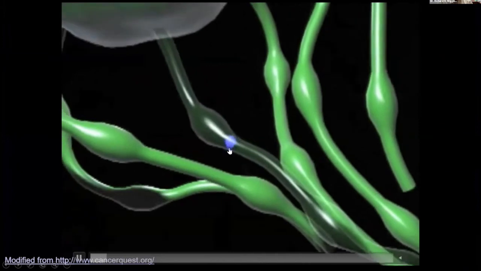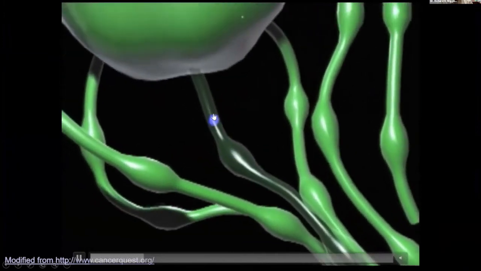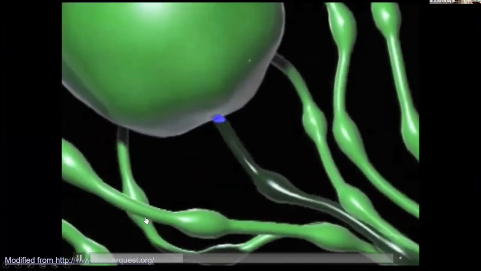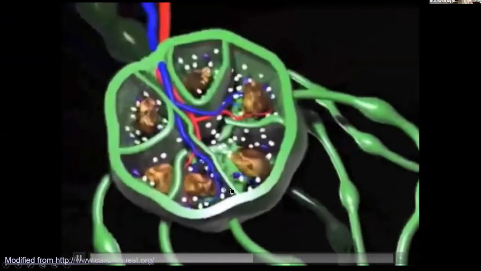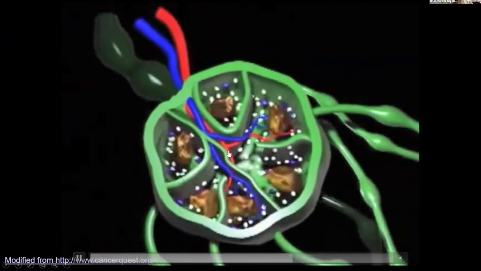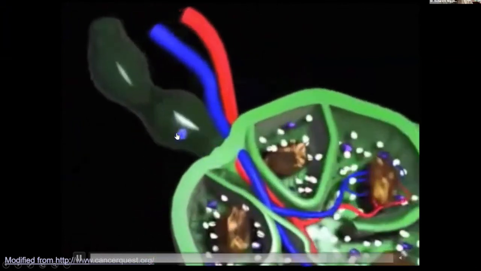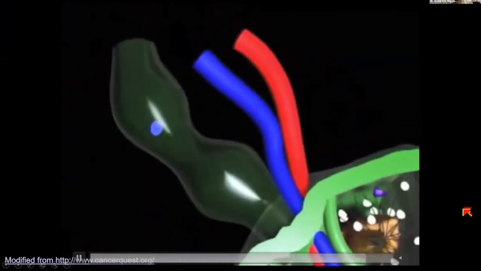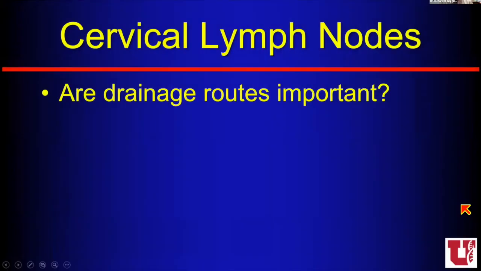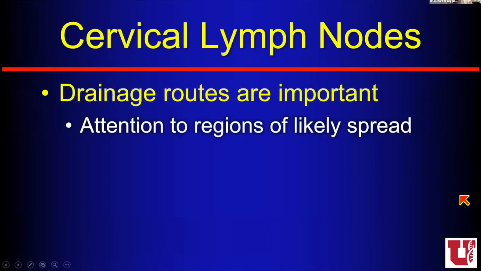So when we think about that little cancer cell that's going in the afferent limb of that lymph node, and the node itself has these little chambers where the immune system is mediated, I want to think all the time, is that cancer cell going to stop in that lymph node, or is it going to pass right on through to the next lymph node in the chain? So do you think drainage routes are important? They're very important. Why would you even ask a question like that? It draws attention to regions of likely spread in these cases.